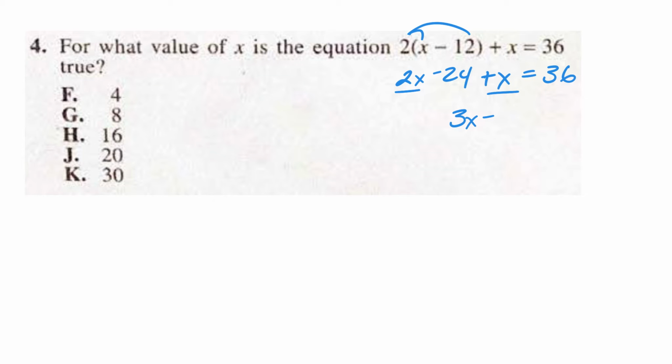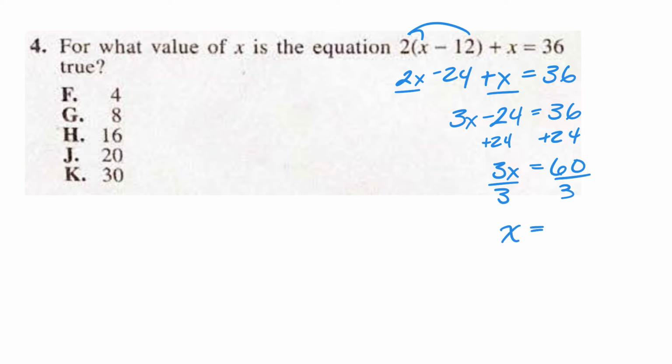So I'll move the 2x and x make 3x. Minus 24, so we're going to add 24 to both sides. So 3x is going to be equal to 60. We divide by 3, x equals 20.